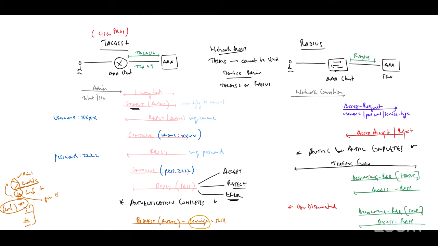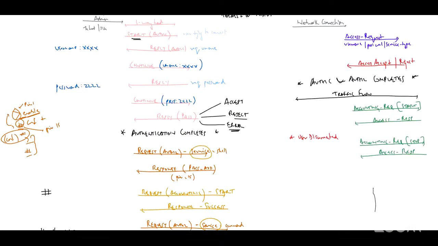Another difference in the message types is primarily from an authorization perspective. In TACACS Plus, you have this service. In RADIUS, we have this service type. And this is really a function, or again, a service that is being requested or highlighted to the AAA server. And there could be a variety of different values which could go into service type.